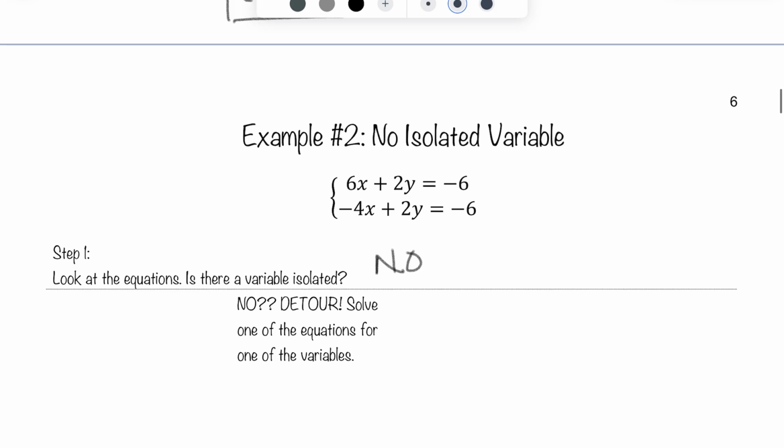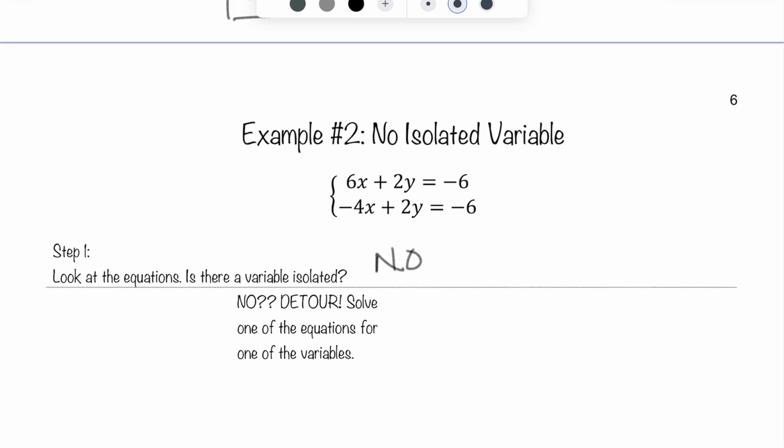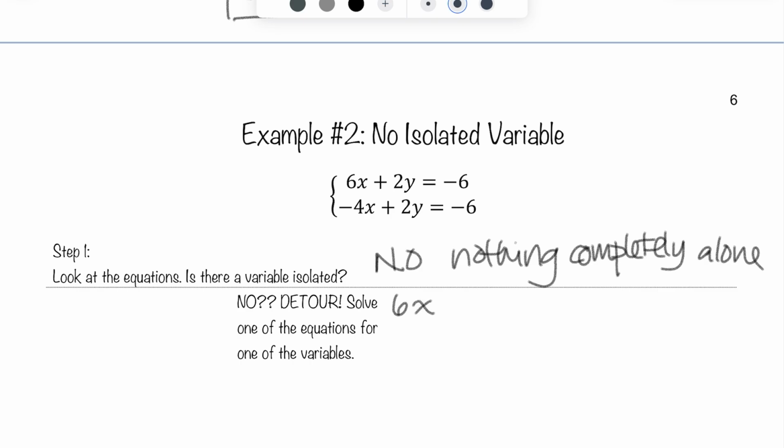So no, nothing completely alone. I'm just going to pick the first equation. Either one of these is going to be fine to solve for. So I'm going to go with this first one, and I'm going to solve it for y.